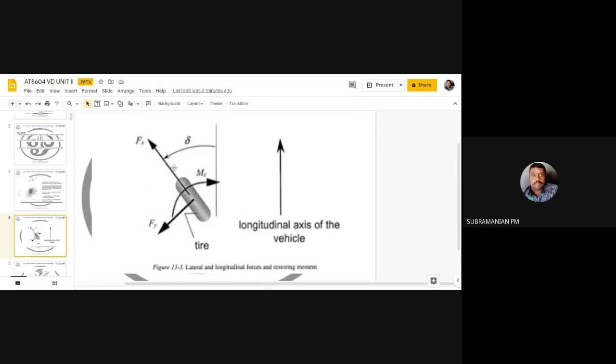So these are the forces that act on a wheel when we move in a straight ahead position, and when we make a turn, when the steer angle delta is given. What will happen after negotiating a turn? This aligning moment will come into the picture.